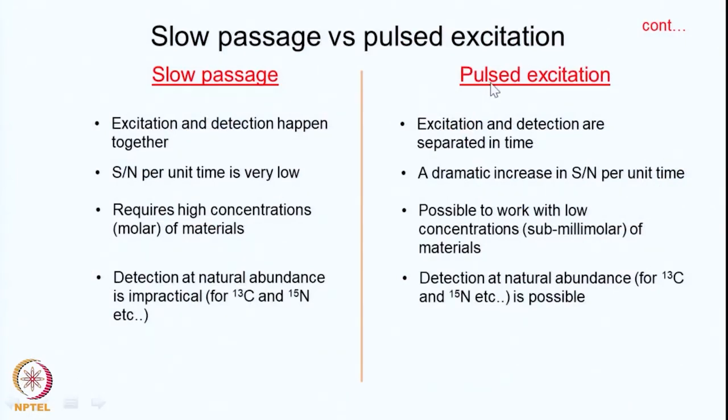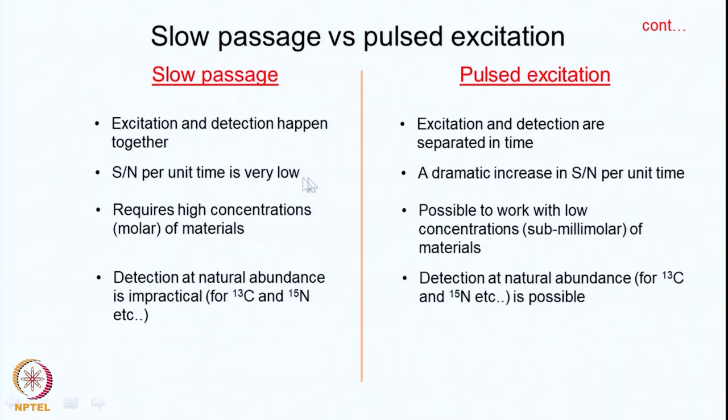So, a consequence of this is the following. Excitation and detection are separated in time in pulse excitation, okay? Whereas here excitation and detection happen together. What I mean, excitation and detection are separated in time. We apply an RF, and following the RF, we detect the signal as an FID. So therefore, signal averaging is much better here compared to this.